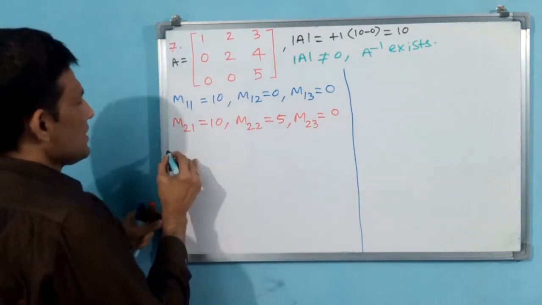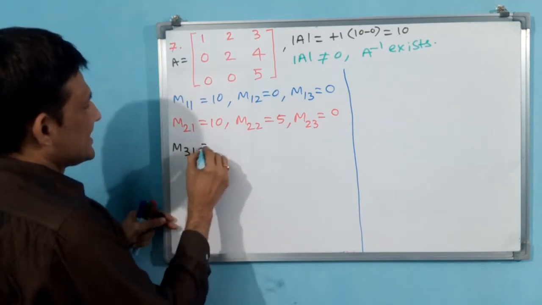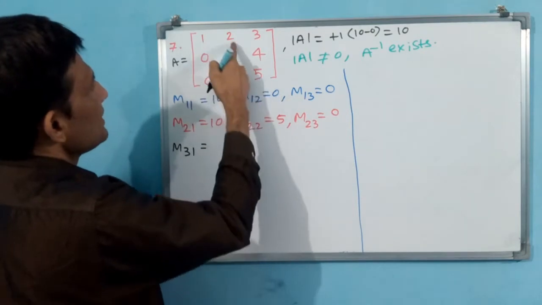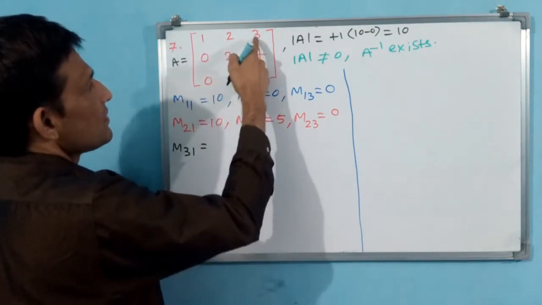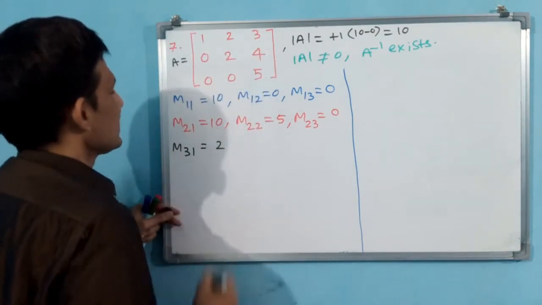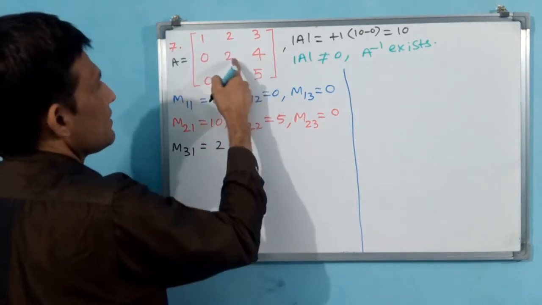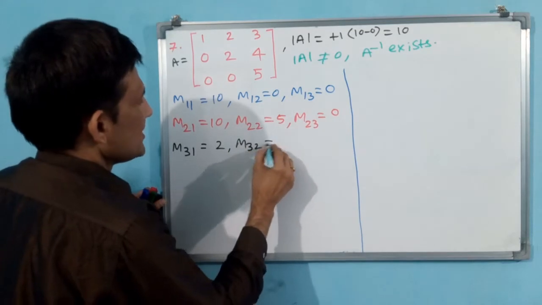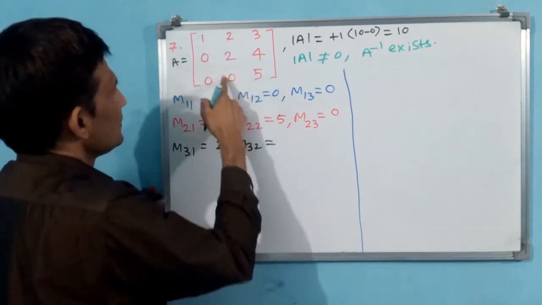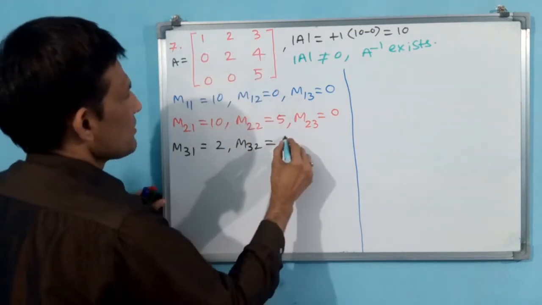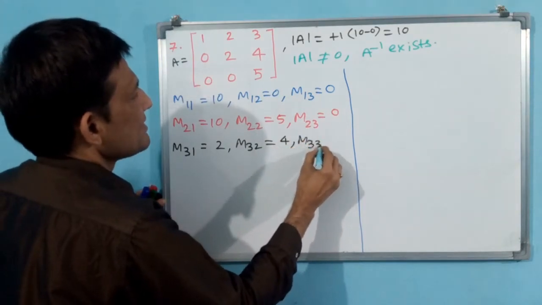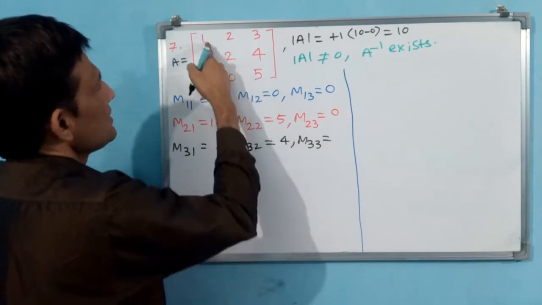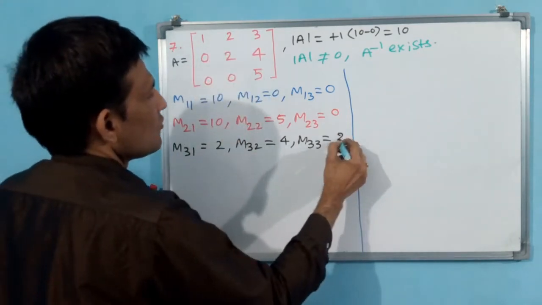Then go for M31. 0 you are closing. Then 8 minus 6, 2. Is it correct? 8 minus 6. Yes, 2 is correct. M32: 0 you are closing. Then 4, 0. That means 4 you write. M33: close this. Then 2, 0. 2 you take.